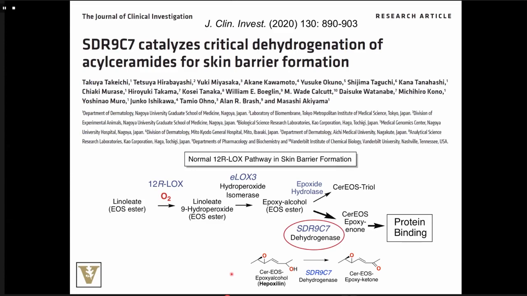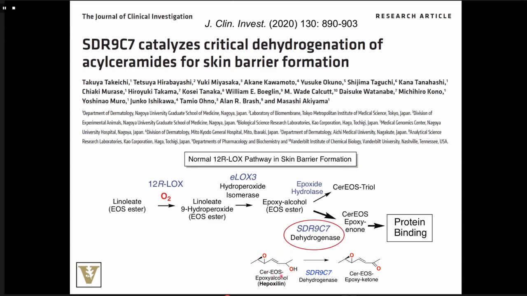They had found, first of all, a human subject who had this SDR9C7 short-chain dehydrogenase inactivated, and they prepared the mouse knockout. And the mouse knockout had the usual phenotype that the pups die of dehydration within hours of birth. And so we worked on this with them and looked at the skins of normal mice and the knockouts, and we could see what was happening.